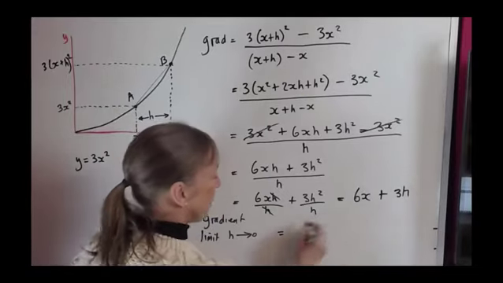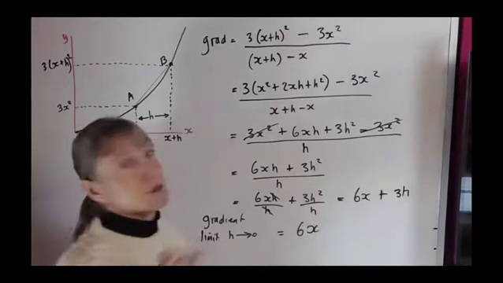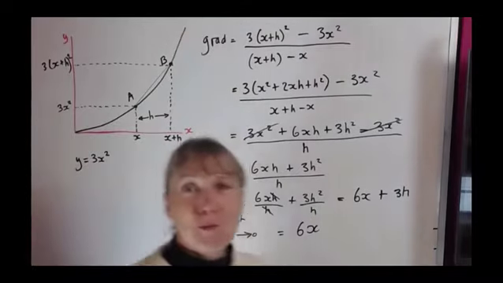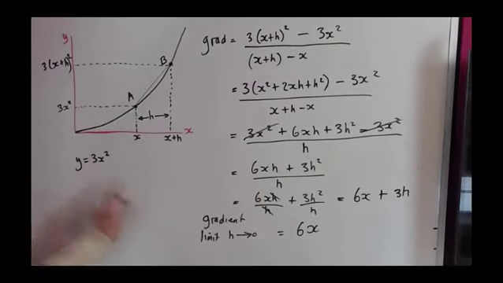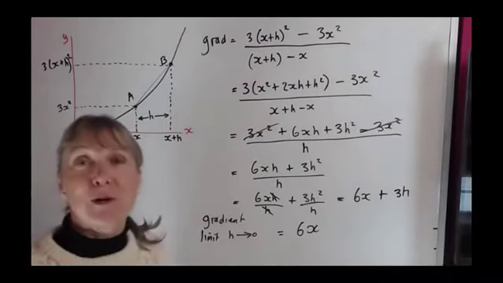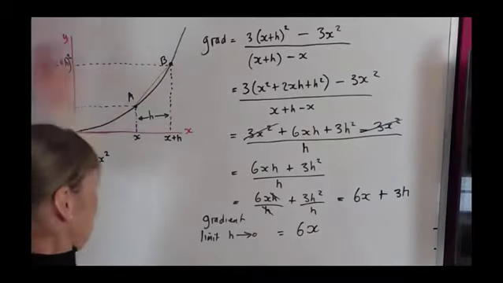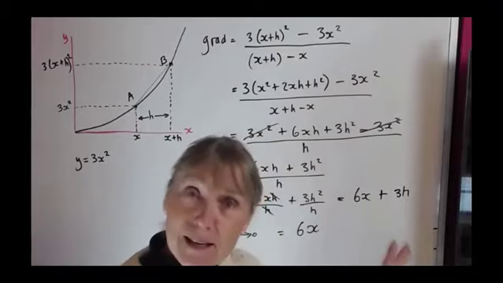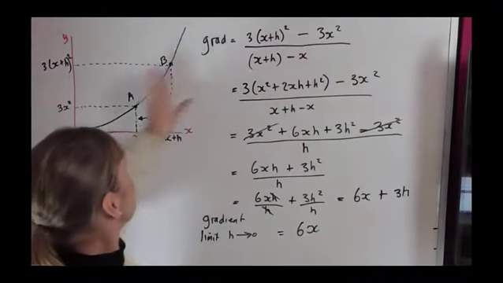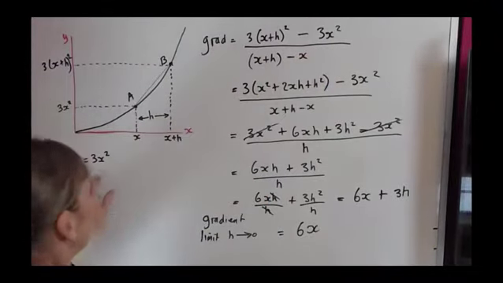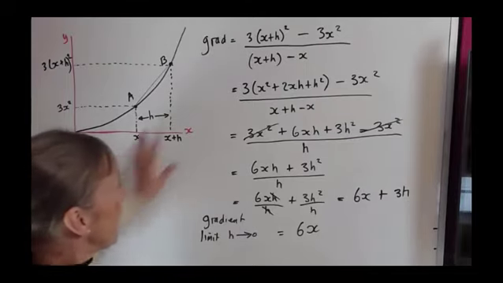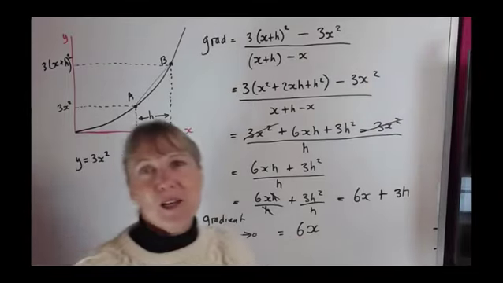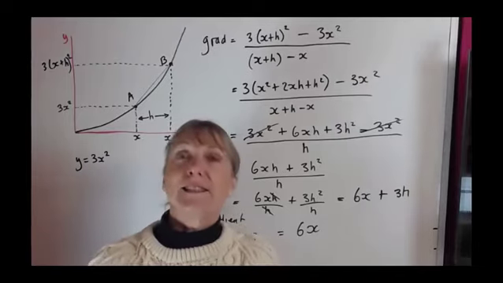That means the 3h goes away. You probably already know that the differential of 3x squared is 6x, but that's where it comes from. And we can do that with any function. The algebra gets a bit longer, but it's exactly the same process. We use the gradient of that line using this function or whatever function you choose, and it will give you an answer that you will recognise as the differential.